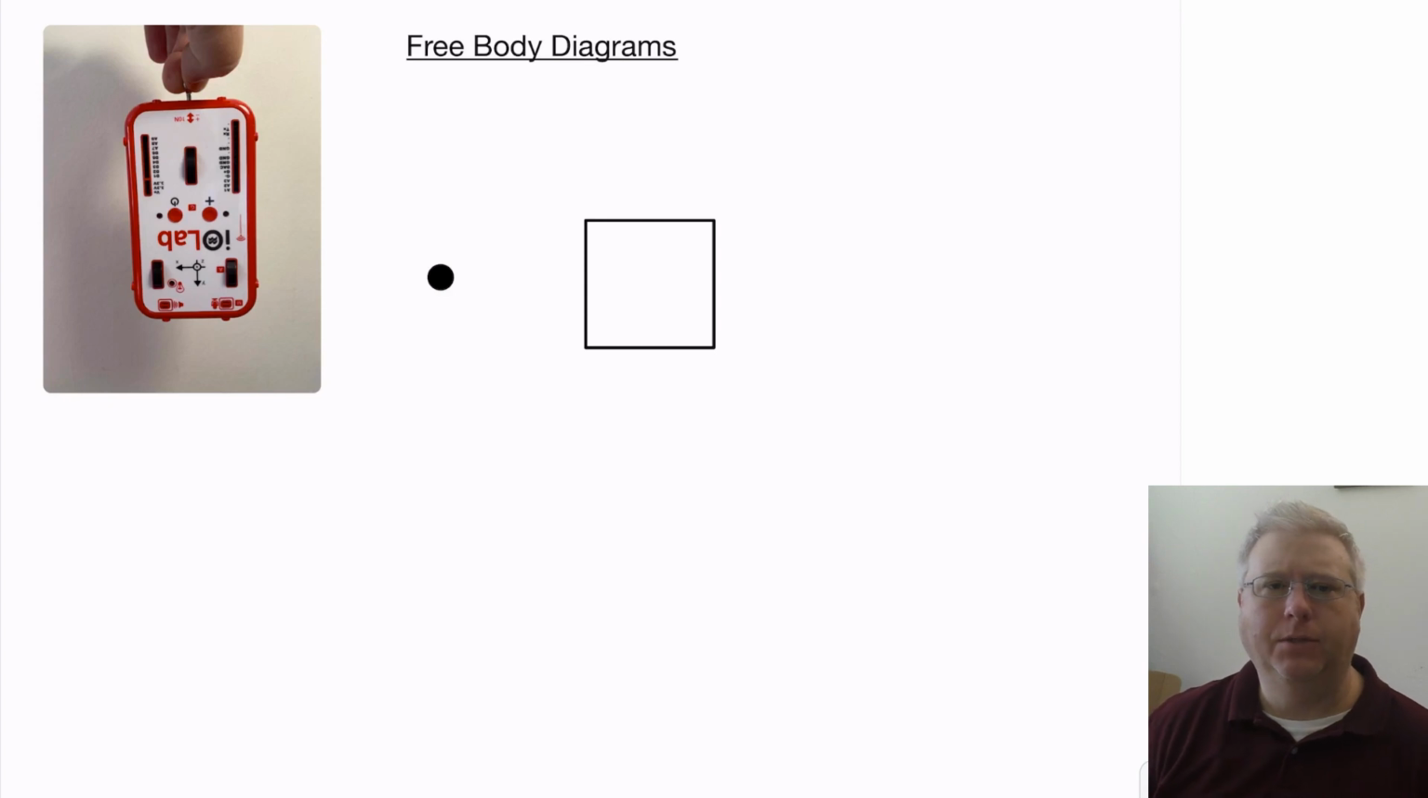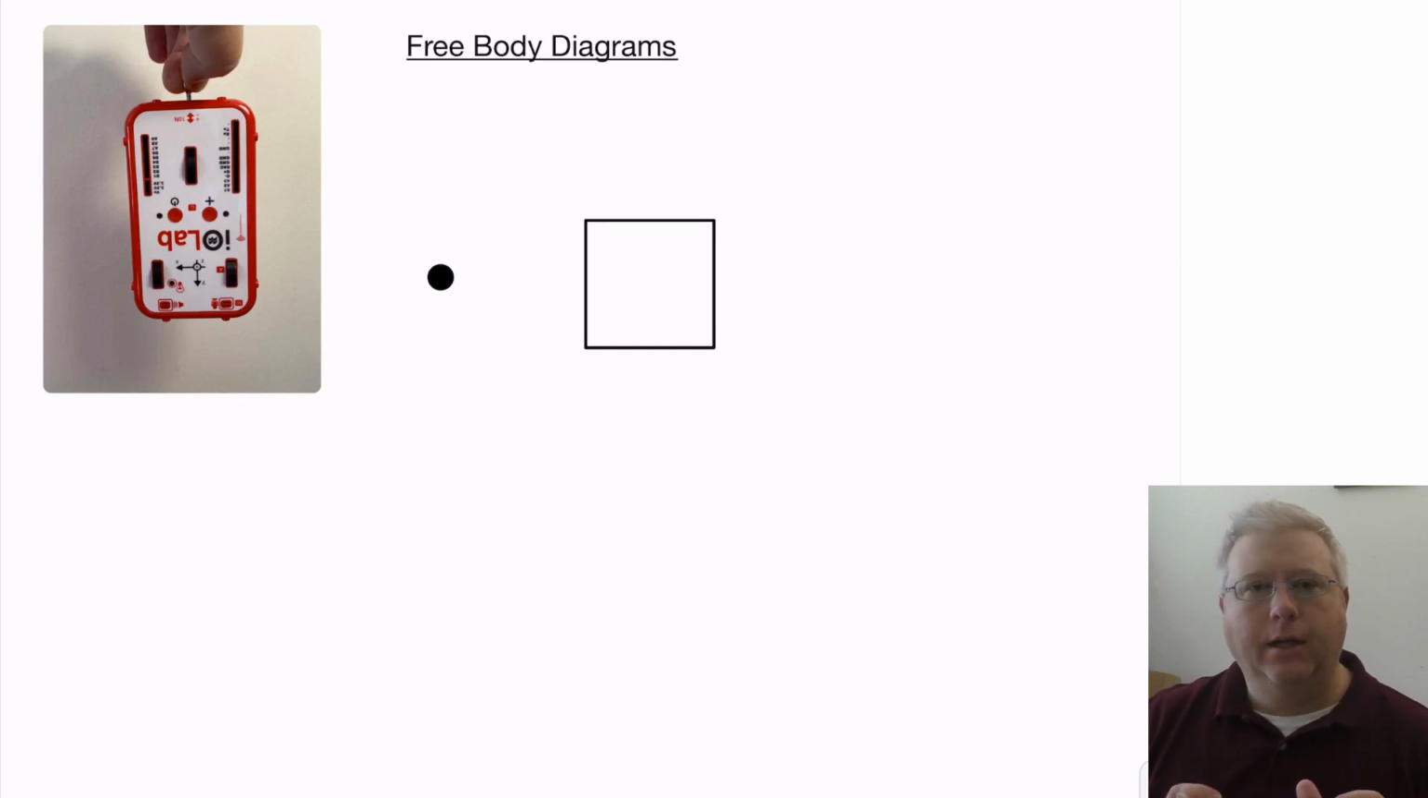Free body diagram. The term free body diagram means we're drawing a diagram. Obviously, it's a representation. By the body, we just mean the object. If we're talking about me holding the iOLAB device in the air, the object is the iOLAB device. When we use the term free, we mean that it's free from all outside influences. So we're basically taking the object out of its environment and only considering the forces acting on it.